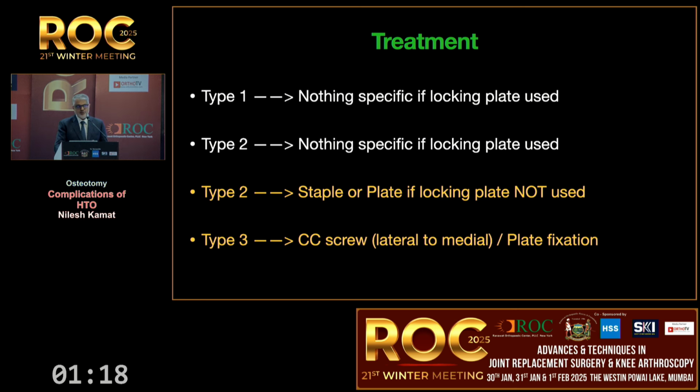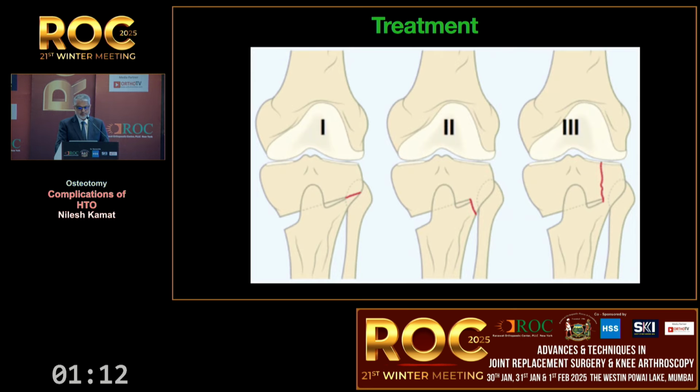And in type 3, you can use a screw across the fracture so that the articular surface is restored, and then you can open the osteotomy. So just a depiction of the same. Type 1, you can use a screw. If need be, type 2, you can go on the lateral side and fix it, and type 3, you can use a cancellous screw all across.